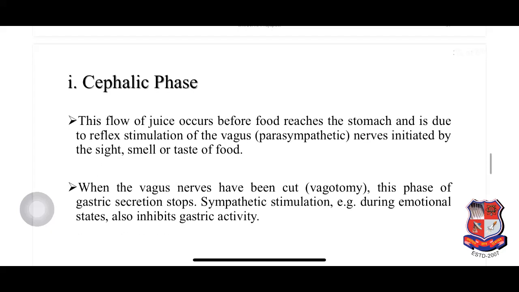First is the cephalic phase. This flow of juice occurs before food reaches the stomach and is due to reflex stimulation of the vagus nerves initiated by the sight, smell, or taste of food. When the vagus nerves have been cut, this phase of gastric secretion stops. Sympathetic stimulation, for example during emotional states, also inhibits gastric activity.